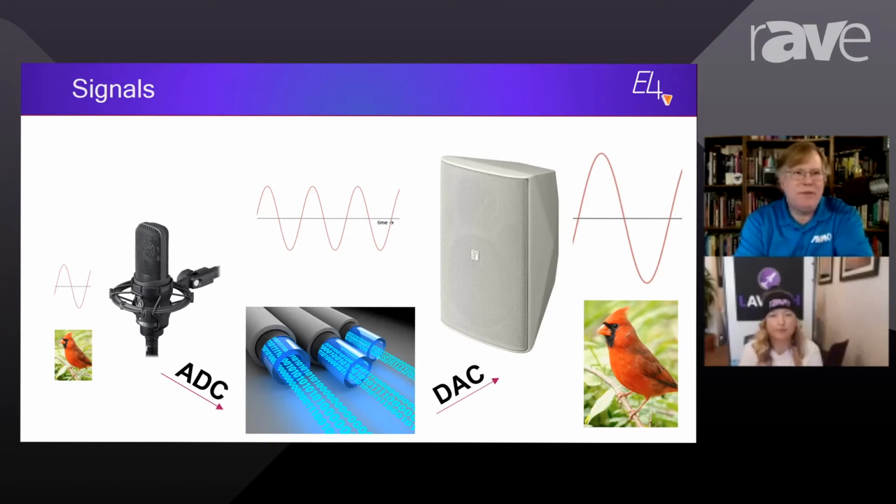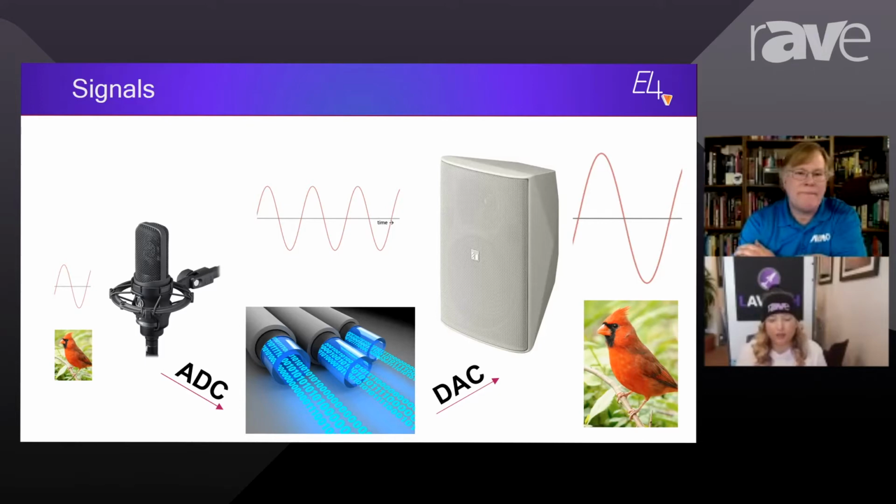But the big convenience of digital is just transport. I can put a bunch of digital channels of analog audio on one single category cable. I don't have to run individual twisted pairs for each separate channel. So we do it digitally by and large just for convenience's sake.